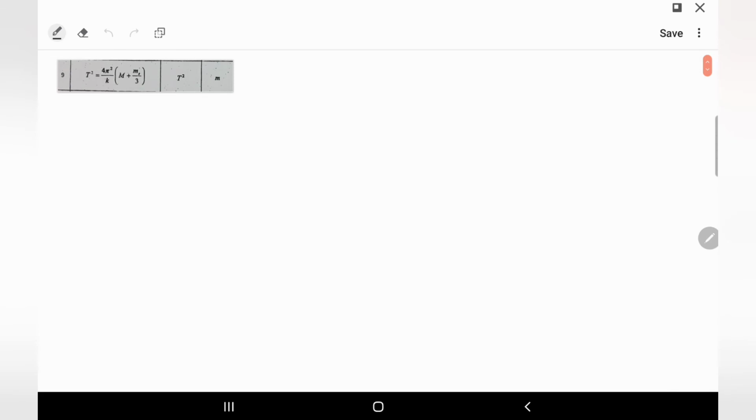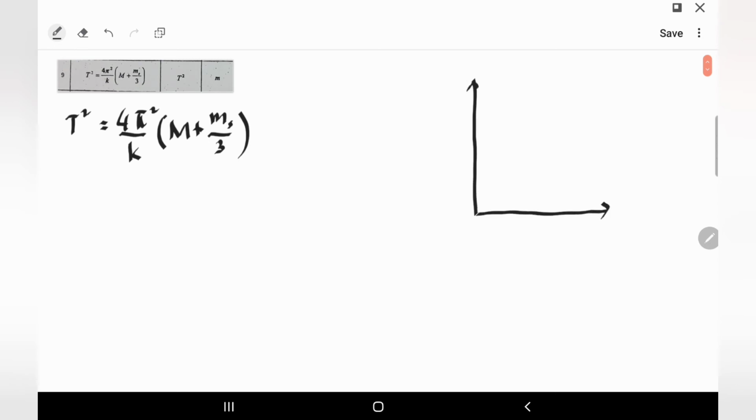Next, question number 9. The equation given now is t squared equals to 4 pi squared over k multiplied by m plus ms over 3. They ask you to plot the graph of t squared against m. So the graph should be t squared against m. What is the gradient and what is the y-intercept here?